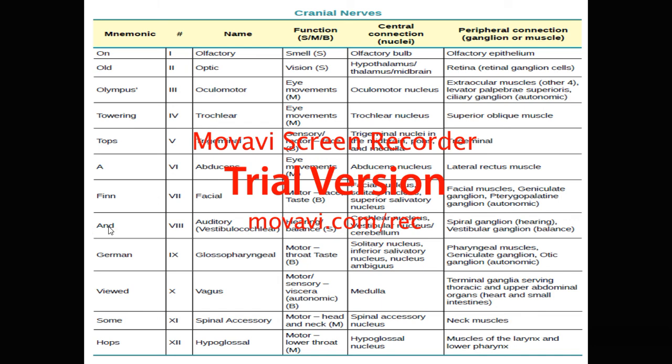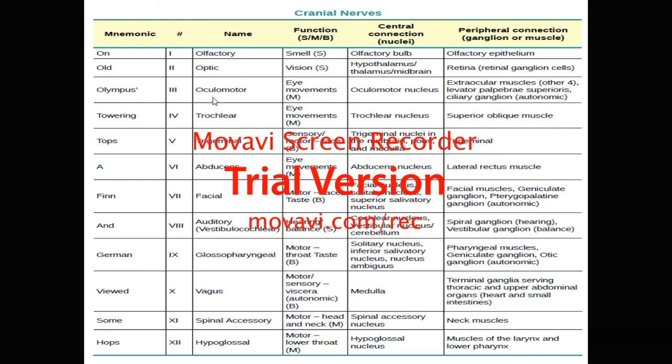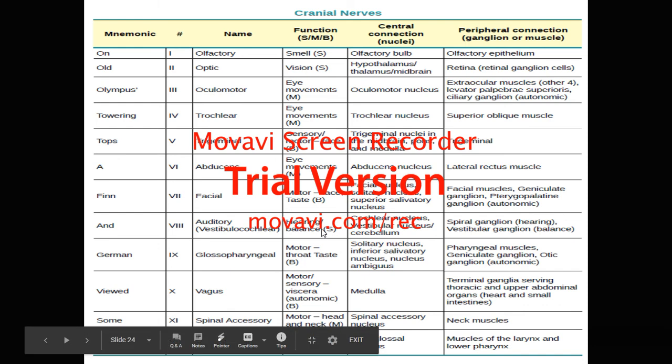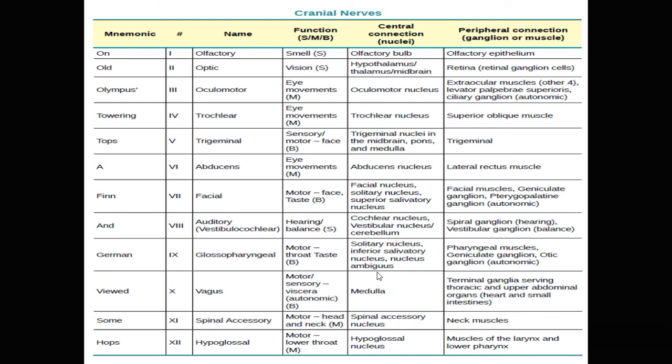And you should know the central connection. We didn't really talk about the peripheral connections, but the central connections we did talk about. So you should know the central connections: name, function, and central connections. We did talk about those structures, but we didn't really talk about the peripheral connections, even though it may want to hurt you to know that also.